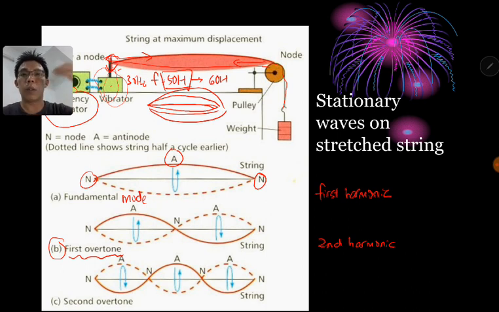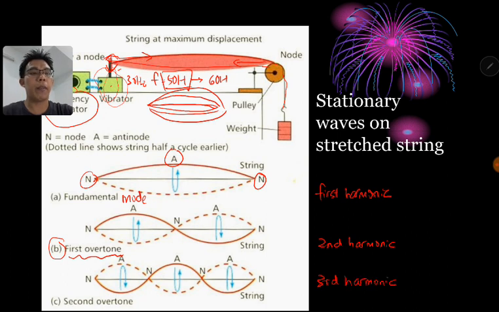Then you continue to increase the frequency again. Now you can anticipate that we will see three loops, and then as you keep increasing, you see four loops and then five loops, but there's a maximum. It depends on the tension in the string, but we're not going to talk about that. As that goes on, the next one will be called the third harmonic.